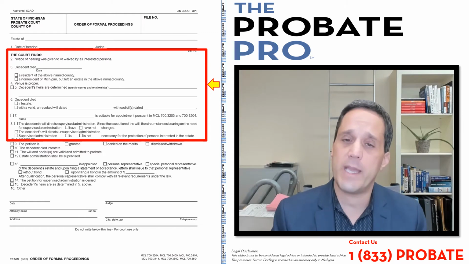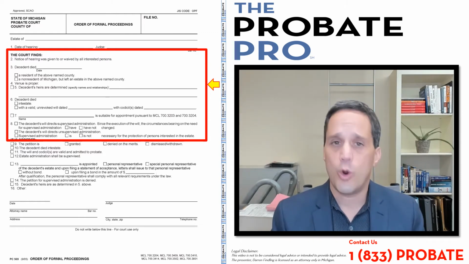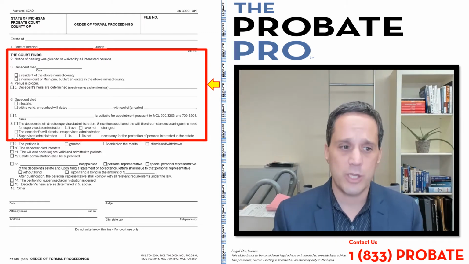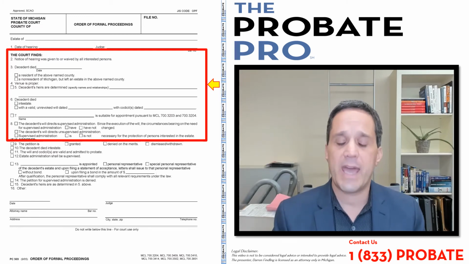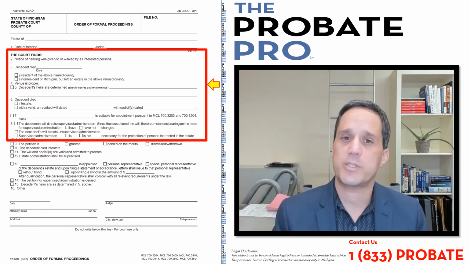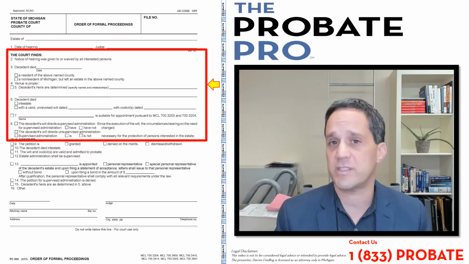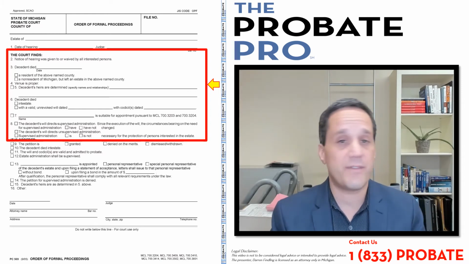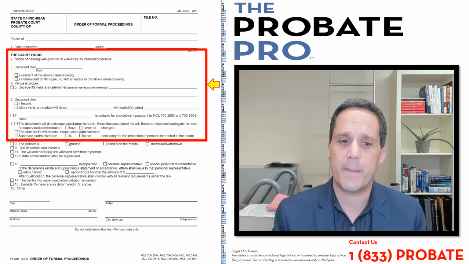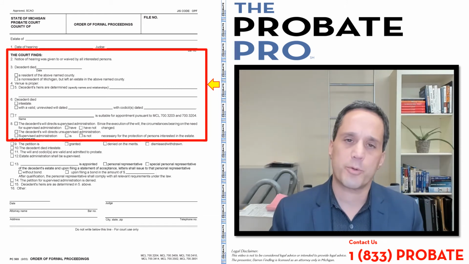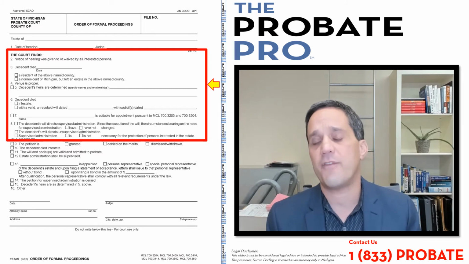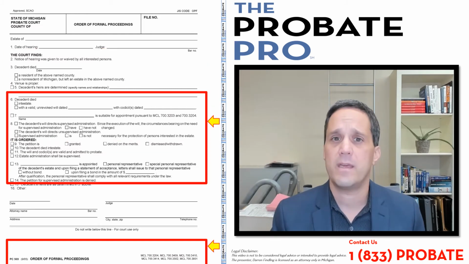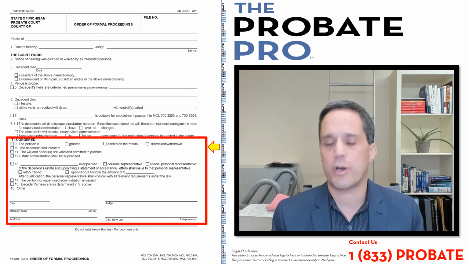In addition, there's a space for if you're seeking supervision or if the court is going to order supervision, you check the supervision and whether that's needed for the protection of the persons interested in the estate. And the persons can be the devisees, the heirs, the creditors, and so on. So this supervision issue is a really important consideration to ensure protection of the parties that can be affected by the probate administration. The next section is the order section.